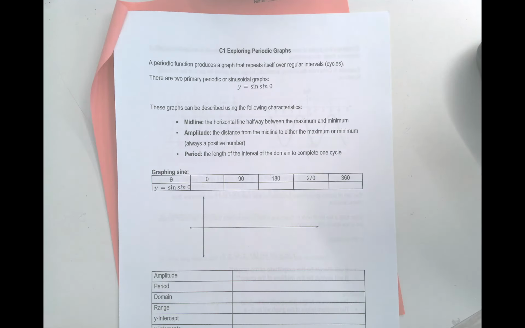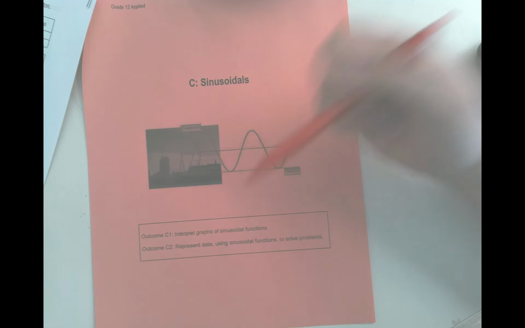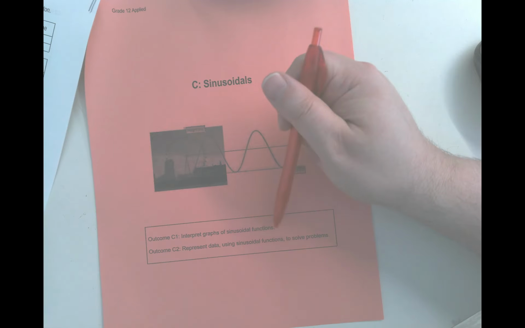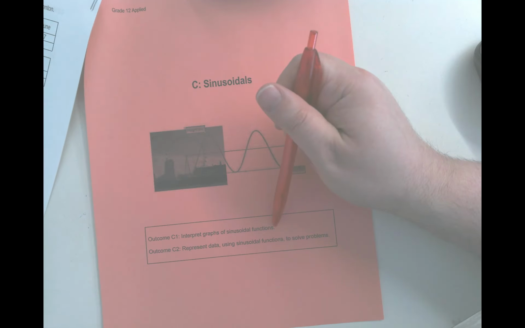How's it going, everybody? So this is the first lesson in the sinusoidal functions unit. There are two different parts to this unit. The first one, again, we're going to take a look at graphs and characteristics of graphs of these sinusoidal functions. And then we're going to do regression in the second part of the lesson.